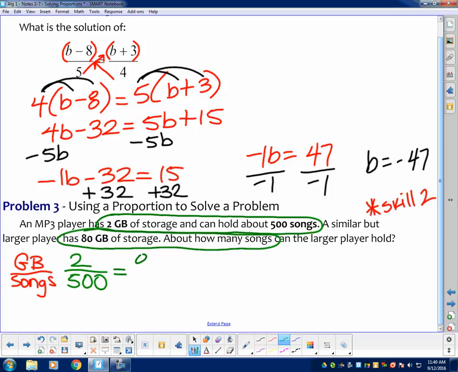This is important. It's not hard to set up the 2 fractions. However, if you don't pay attention to the gigabytes and songs and you put it in the wrong spot, you get the wrong answer. Gigabytes over songs equals gigabytes over songs, and we don't know how many songs it's going to hold. Okay? Now we just have a cross multiplying issue.